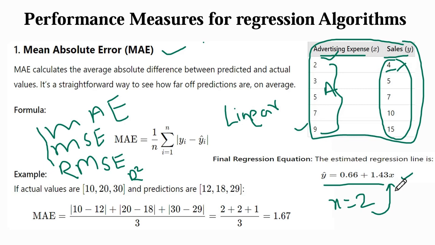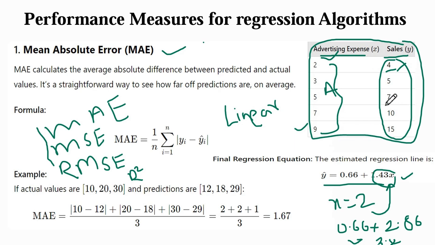That value is called the predicted value. For example, substituting x equal to 2 in this equation, 1.43 into 2 equals 2.86. That is added to 0.66. If you add 0.66 plus 2.86, we get 3.52. This 3.52 is the predicted value by the model.